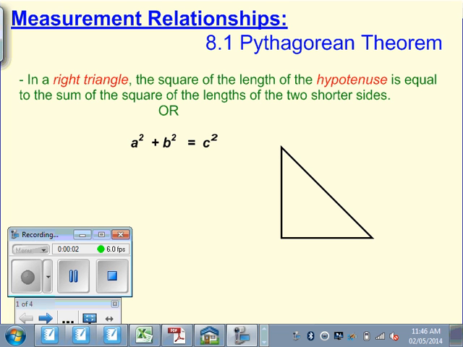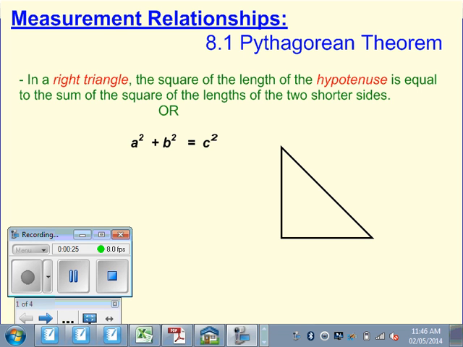Hello, this is Measurement Relationships 8.1 Pythagorean Theorem. Now, the Pythagorean Theorem, in its very basic form, is when you have a right triangle, the square of the length of the hypotenuse is equal to the sum of the squares of the lengths of the two shorter sides.